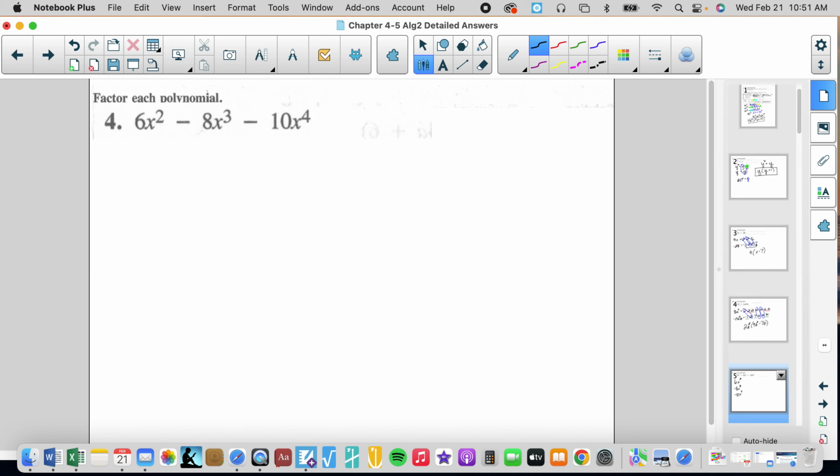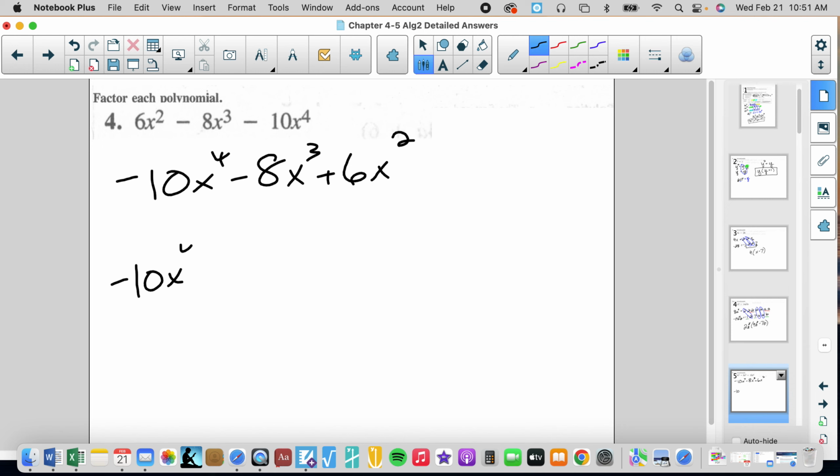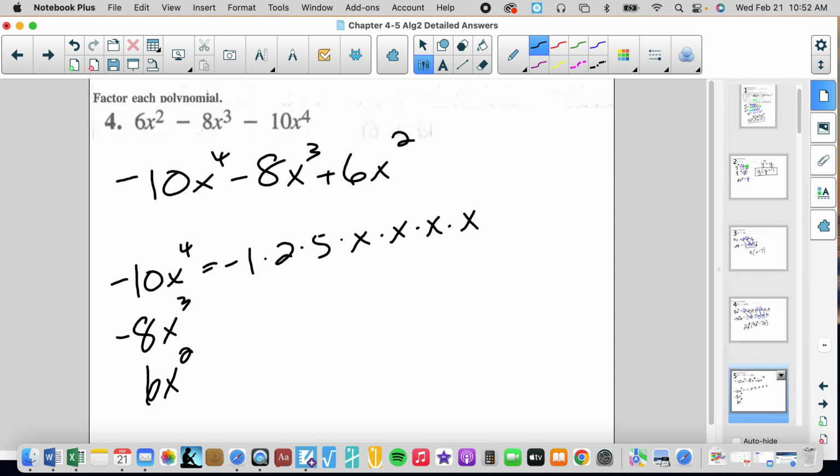step 1 is make sure it's in standard form. So this should actually be negative 10x to the fourth minus 8x to the third plus 6x squared. And here is a tricky little thing that they're going to do to you already on the fourth problem. So we have a negative 1 times 2 times 5 times x times x times x times x. We have negative 1 times 2 times 2 times 2 times x times x times x.